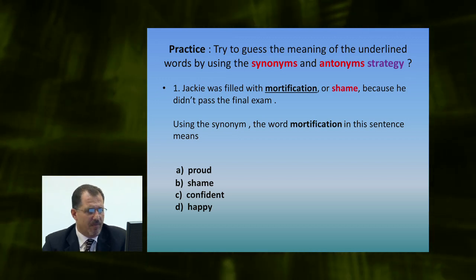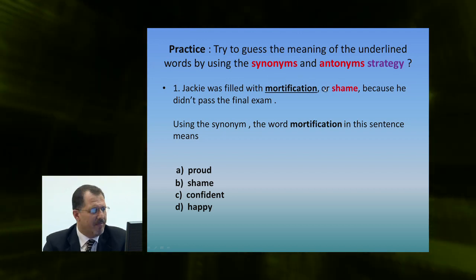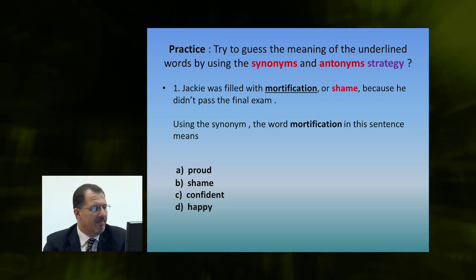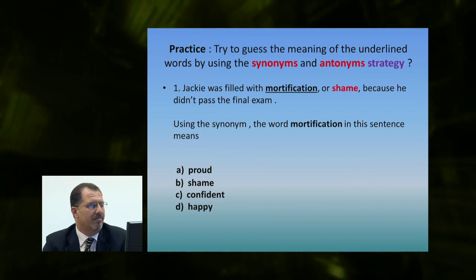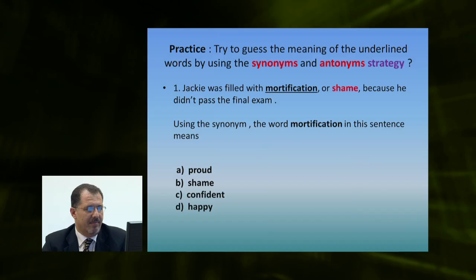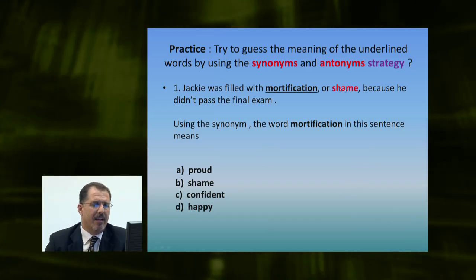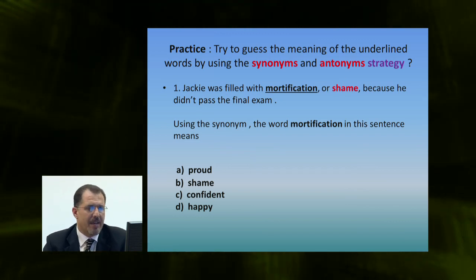Here we have a synonym. Why? Because we have "or." When we have "or," it means we are going to have a synonym. Using the synonym, the word mortification in this sentence means proud, shame, confident, or happy. Try to guess. Jackie was filled with mortification or shame because he didn't pass the final exam. Since we have shame and we have "or," the meaning of mortification, of course, is shame.